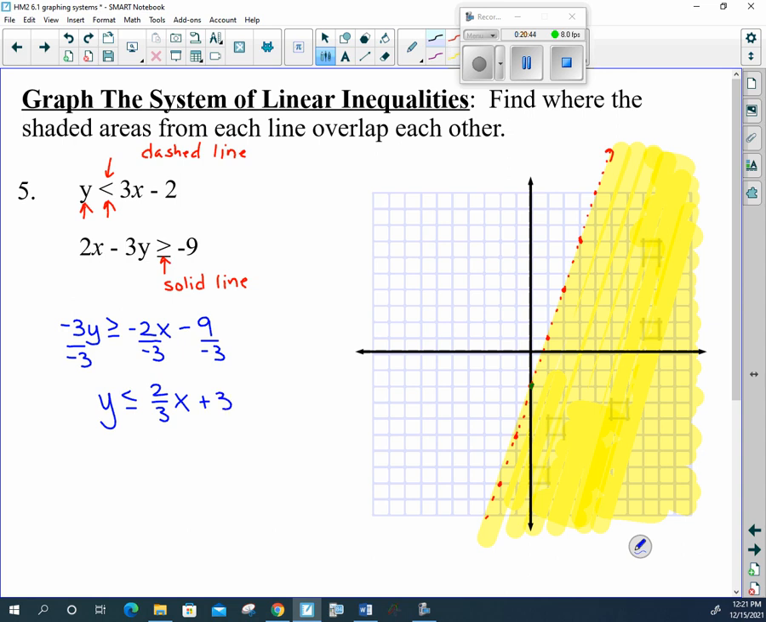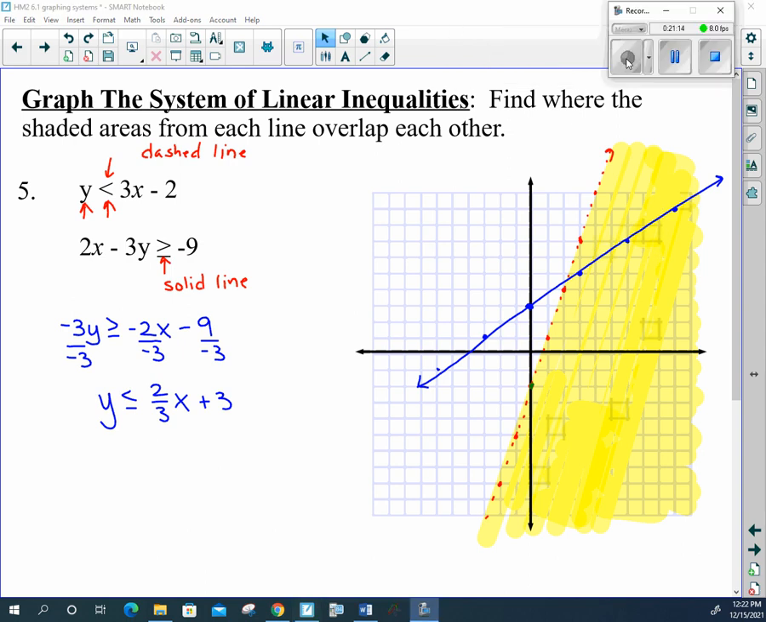So we're going to go up here to 3, and then we're going to go up 2 over 3, up 2 over 3, up 2 over 3, and down to left 3, down to left 3. Okay, so this one gets to be a solid line. So here we go. Here's our solid line. And now I'm going to shade that.